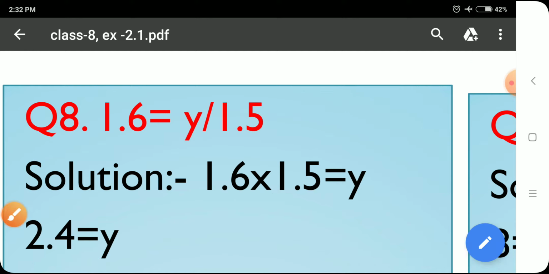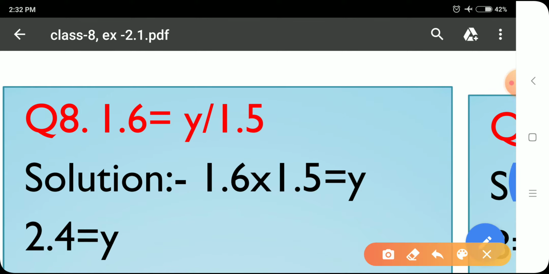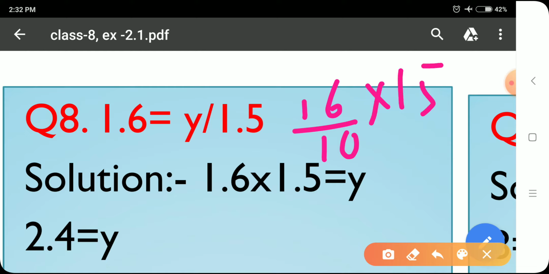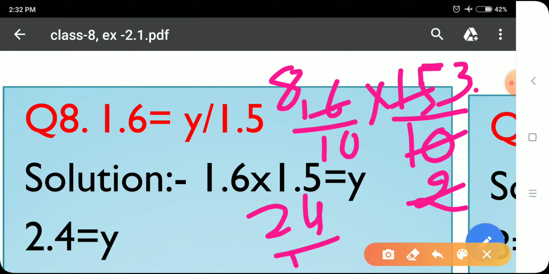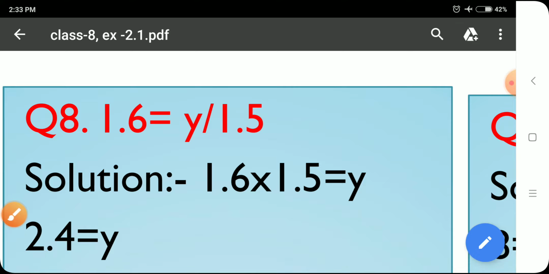After multiplication, how will you solve it? 1.6 will become 16 divided by 10 when you remove the point. So 5 into 3, and 5 twos are 10, 2 eights are 16. So 8 into 3 will become 24 upon 10. After restoring the decimal, you will get 2.4. So y is equal to 2.4.